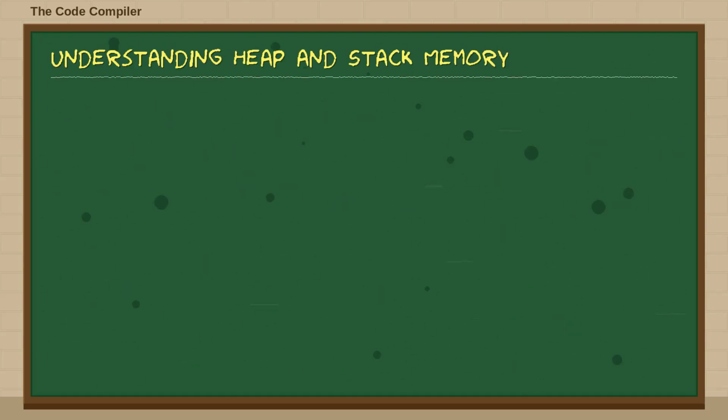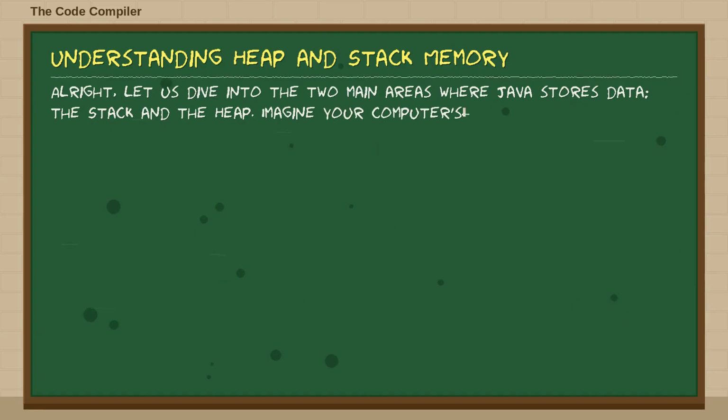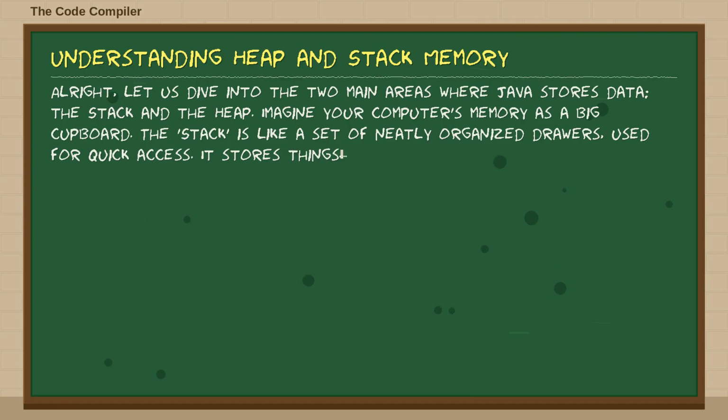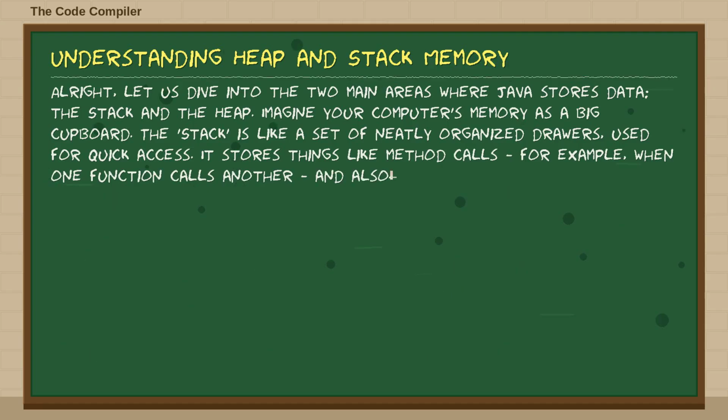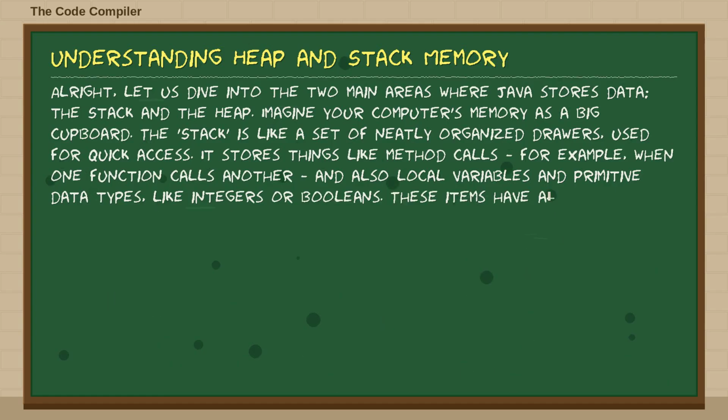Alright, let us dive into the two main areas where Java stores data, the stack and the heap. Imagine your computer's memory as a big cupboard. The stack is like a set of neatly organized drawers used for quick access. It stores things like method calls, for example, when one function calls another, and also local variables and primitive data types, like integers or booleans. These items have a very specific, short lifespan. When a method finishes, its information is simply popped off the stack.